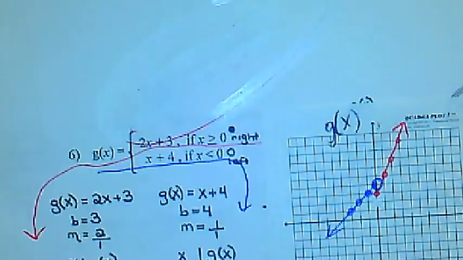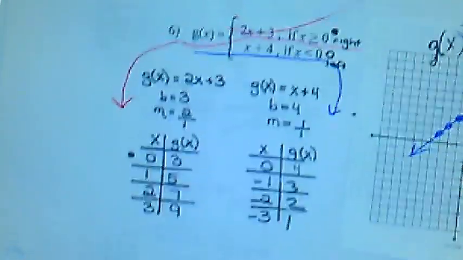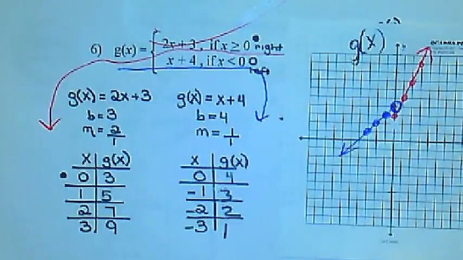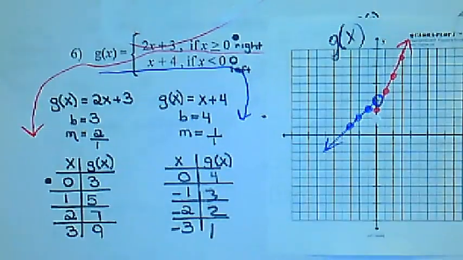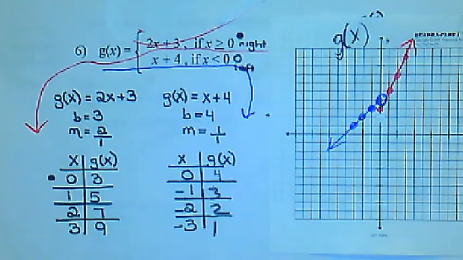All right, so the next one, sorry for all the mess. Okay, so again, we have our two functions. We're going to separate them into two separate functions and then piece them together. So again, x is greater than or equal to 0, so when x is 0, whatever that coordinate is, that's going to be a closed circle, closed dot. And it's greater than, so it's going to go to the right.